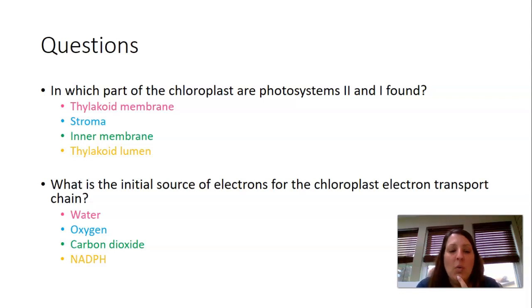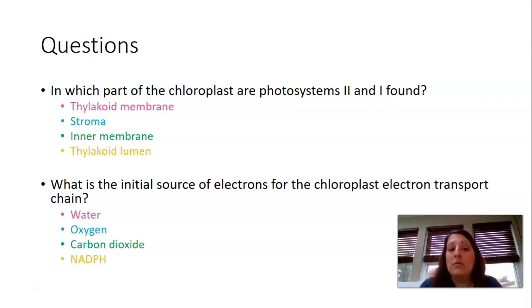Okay, next question. What is the initial source of electrons for the chloroplast electron transport chain? Okay, so remember that electrons are going to be first lost by photosystem 2. They're going to be transferred to photosystem 1. And then photosystem 1 is going to take those electrons, and those electrons will be passed to NADP, forming NADPH. And so with every round of the light-dependent reactions, electrons are lost in the formation of NADPH. Okay, and they're lost from photosystem 2.